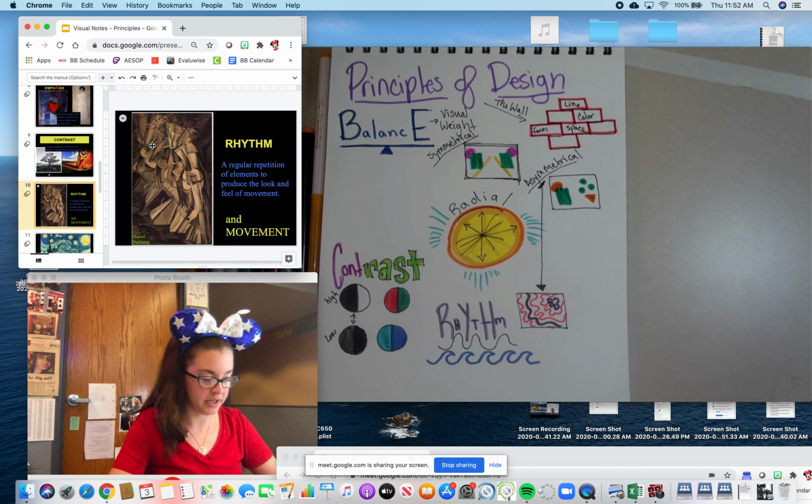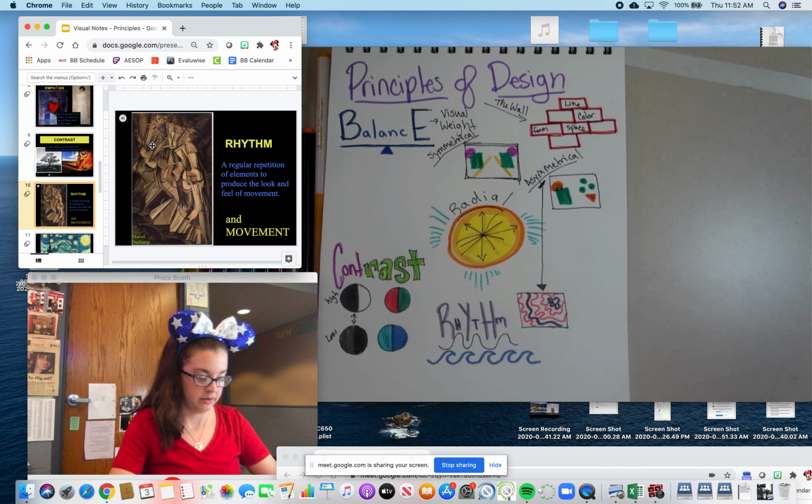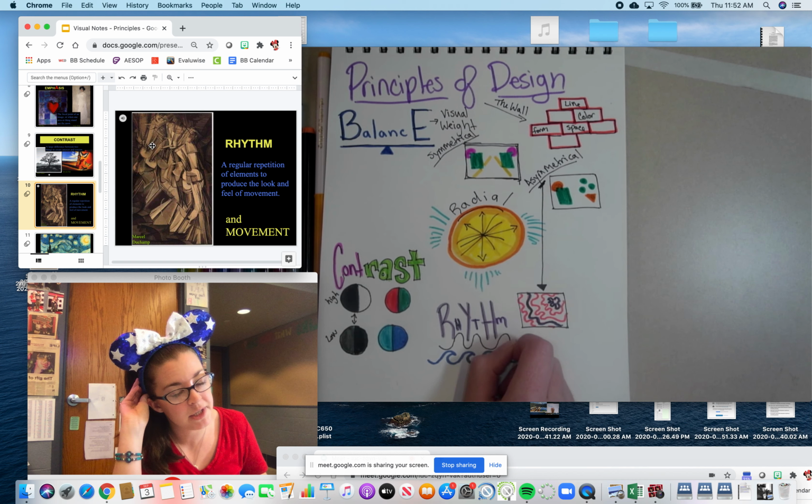Your visual notes, this is what I'm expecting. I'm expecting lots of visual cues. If you want to write down the definitions, by all means, do that.